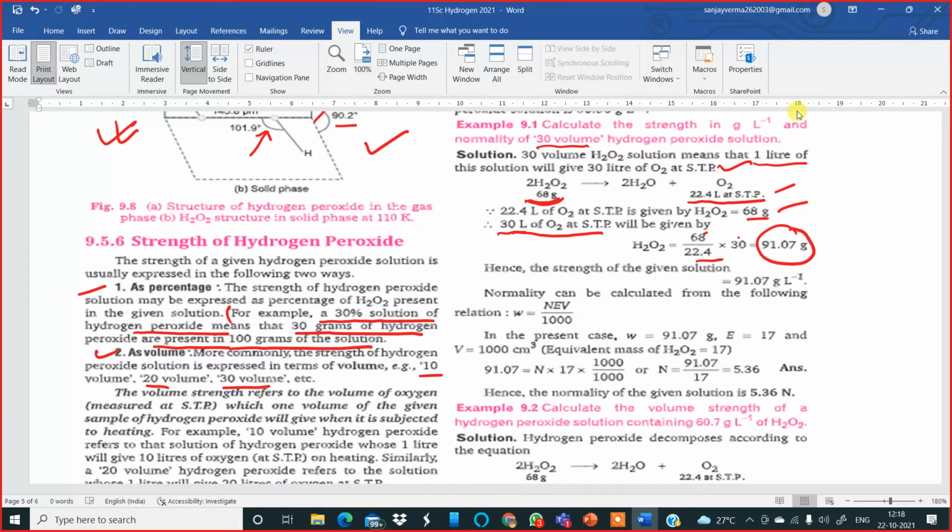91.07 grams of what? Oxygen. So hence the strength of the solution is 91.07 grams per liter. That is how you calculate the strength. Now to get the normality, the formula for normality is NEB by 1000.